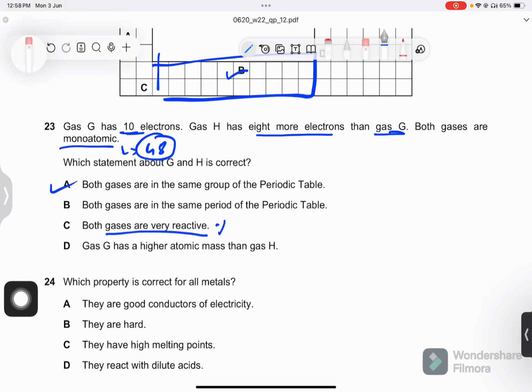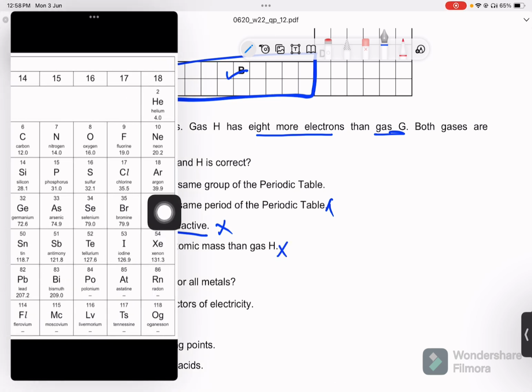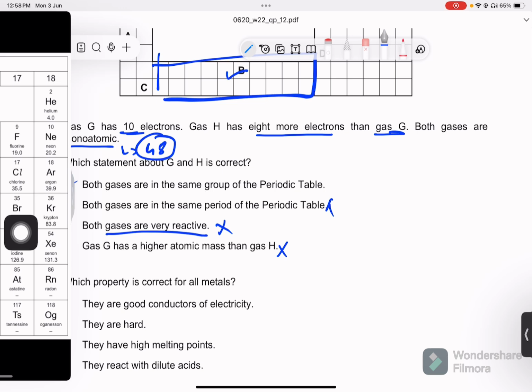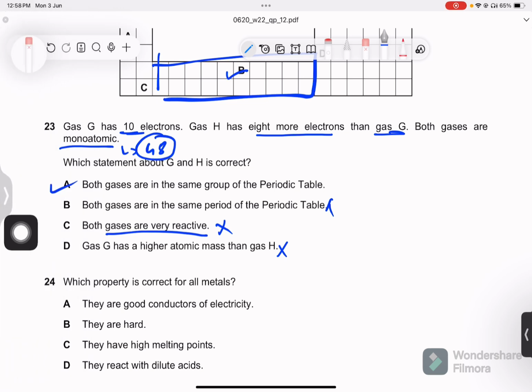Both gases are very reactive? They are unreactive. Gas G has a higher atomic mass than gas H? No, atomic mass increases down the group. So argon has 39.9 and neon has 20.2. They're unreactive because they have a full outer shell.